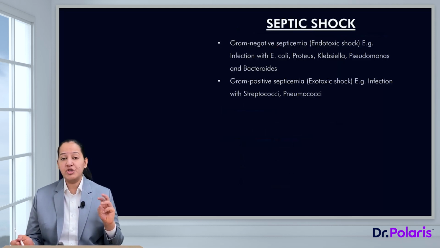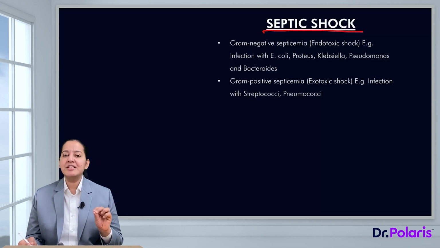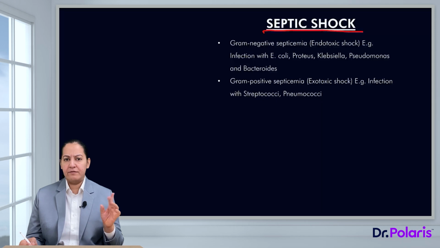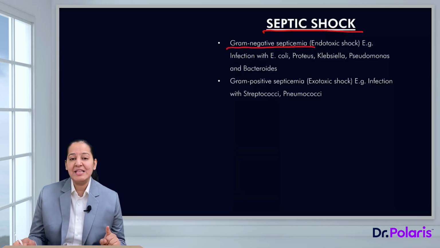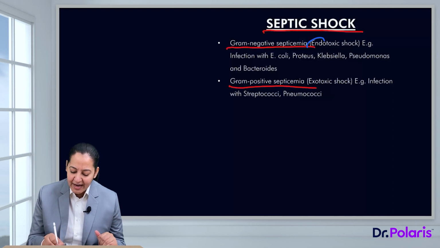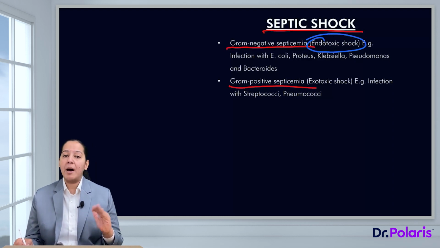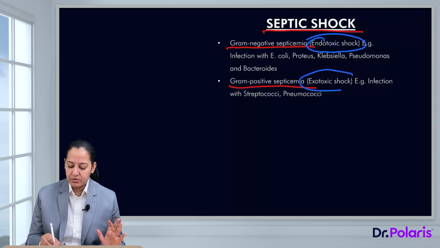The third important shock is septic shock. In septic shock, there is infection. The infection is by bacteria. We know bacteria are of two types, gram-positive and gram-negative. Both of them can cause septic shock. It can be gram-negative septicemia or gram-positive septicemia. If gram-negative bacteria cause septic shock, it is known as endotoxic shock, because gram-negative bacteria secrete endotoxin. And if the septicemia or the shock is caused by gram-positive bacteria, it is known as exotoxic shock.